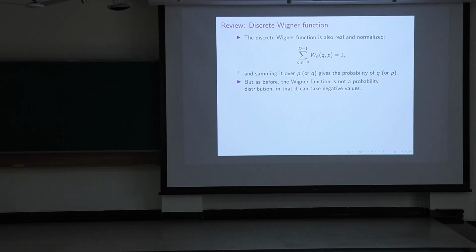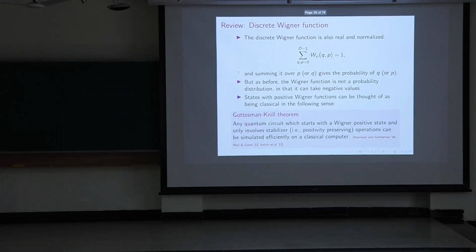All right. But as before, the Wigner function, even in this case, is not a probability distribution. And I think you will not be surprised if I tell you that the reason it's not is that it can take on negative values. Okay. Now here comes the Gottesman-Knill theorem.